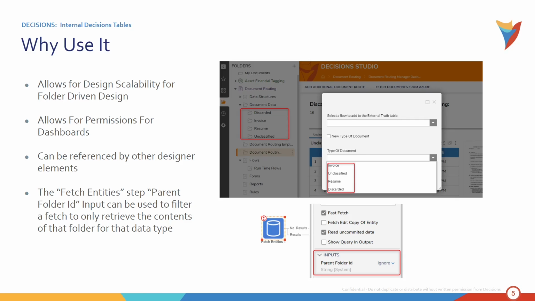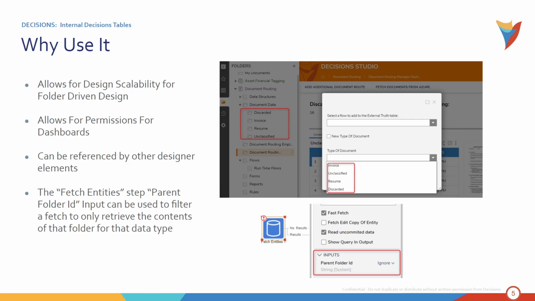How it applies directly to the document route project is, notice that in document data, we have a list of folders for discarded, invoice, resume, and unclassified. So in regards to the entity folder, you will have to create a report over the decisions folder data type, and then filter it and say, hey, I want to show only the items that are contained within the invoice folder. That would be a filter you apply on that report. So that's how it's used. I'll show that in a little bit.